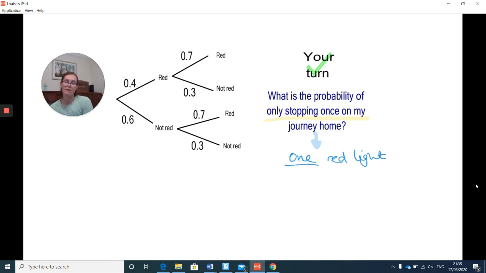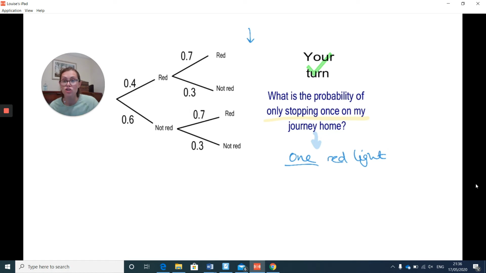So I would like you to have a go. Pause the video, copy down this tree diagram, and then go to the end of the lines, and tick and cross any of those lines that meet the criteria of 1 red light. Pause your video now and come back when you want to see the answers.